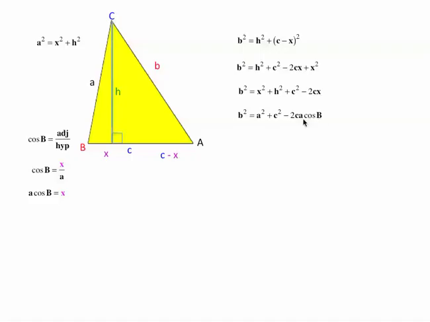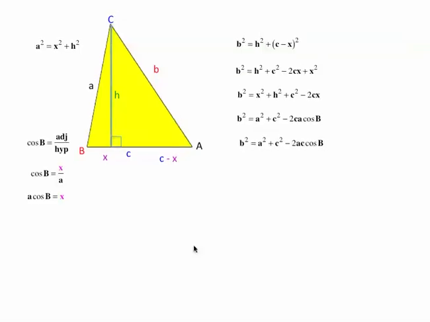Now I'm just going to reorganize this. I'm just going to put the a before the c, like that. So we have b squared is equal to a squared plus c squared minus 2ac cosine of b. So far we have the cosine law in terms of a, and then in terms of b. Now we want to get it in terms of c.